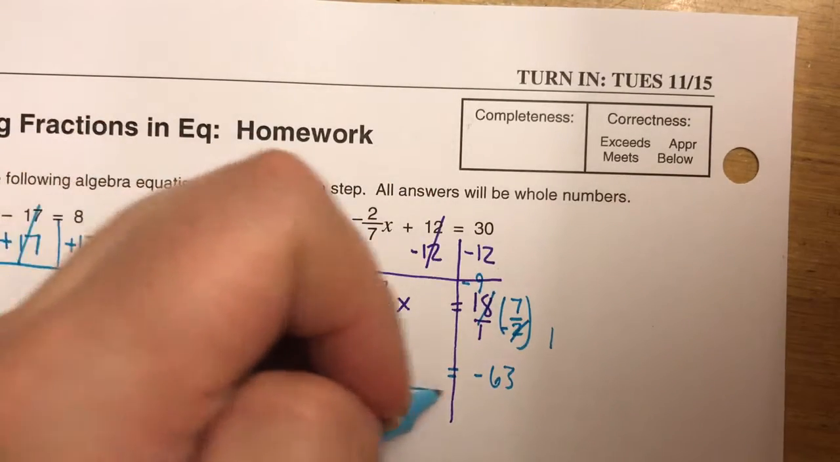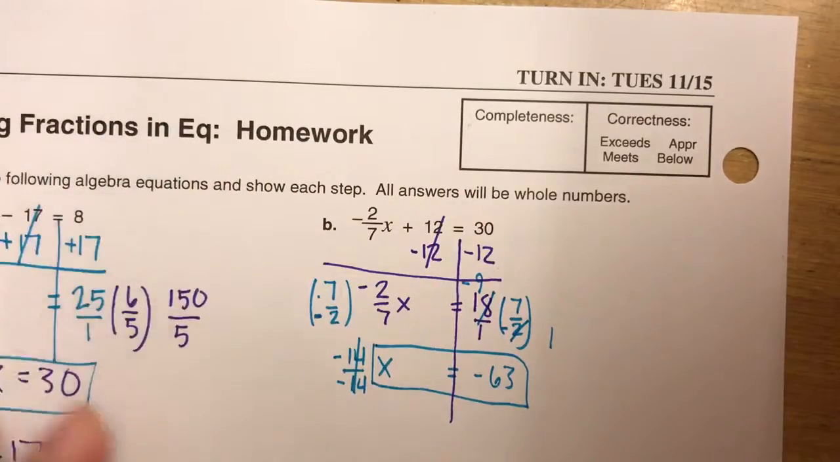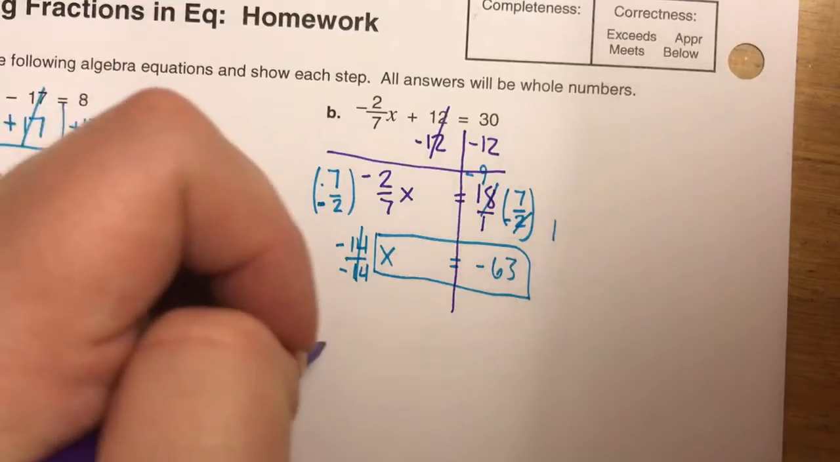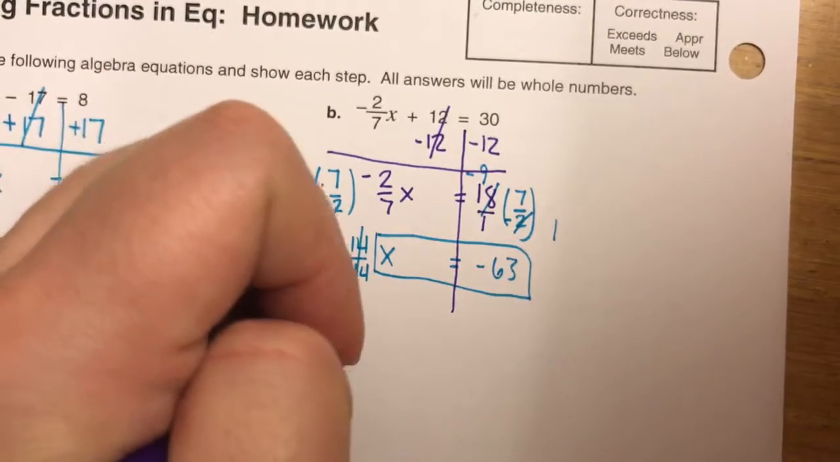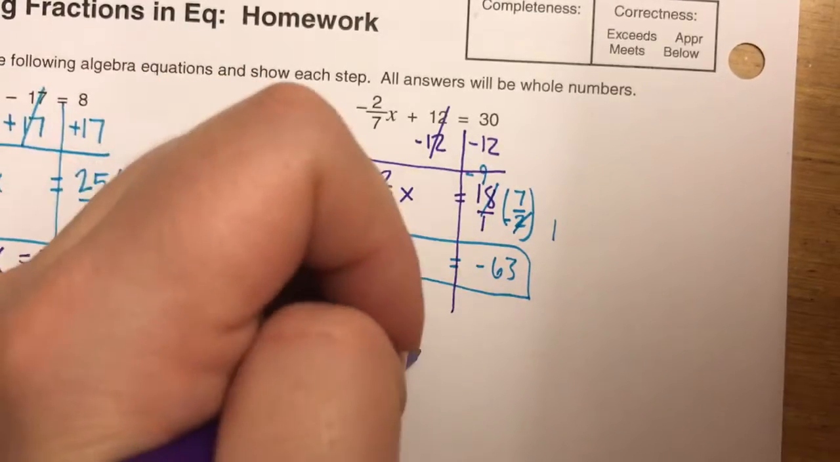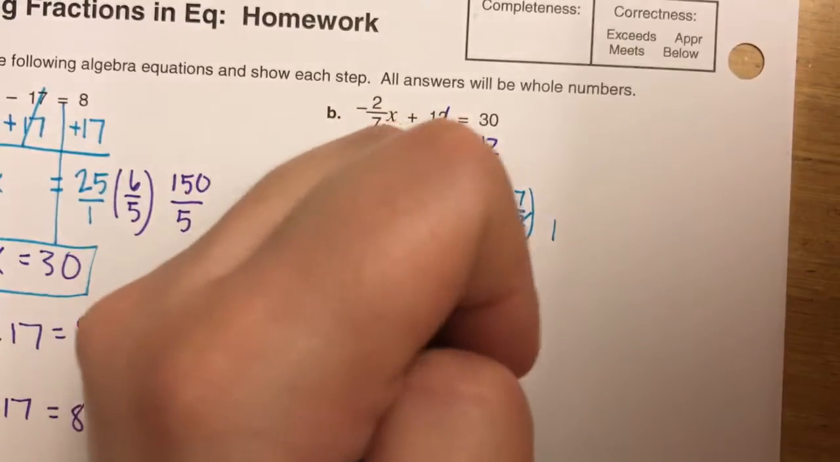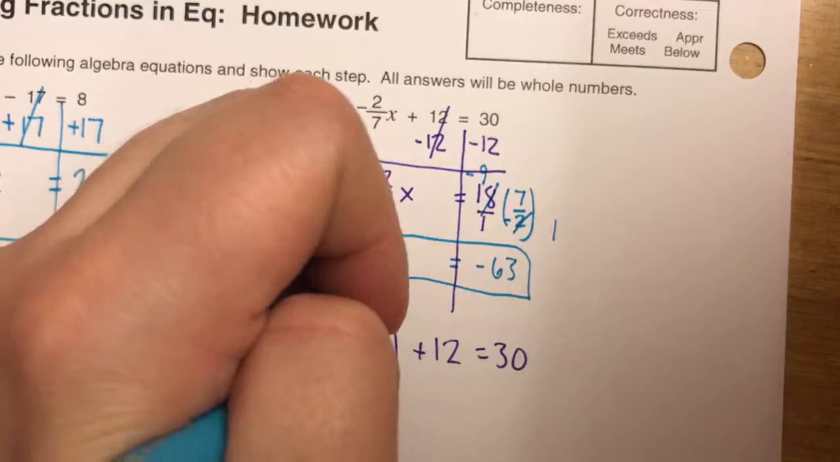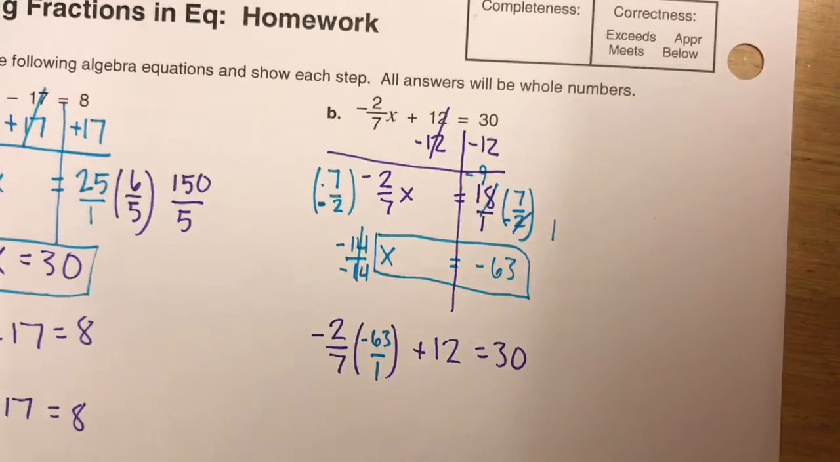Since I'm not sure about the answer, I'm going to go ahead and plug that back in. So I'm going to rewrite my problem. Negative 2 over 7, parentheses where x should be, plus 12 should equal 30. So let's go ahead and do that. We'll plug in negative 63 over 1.